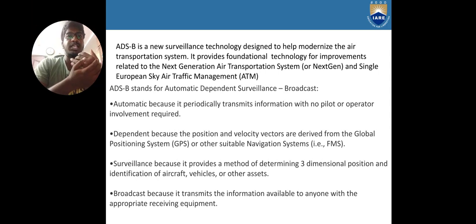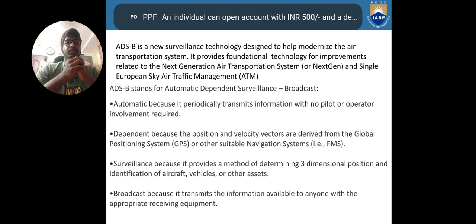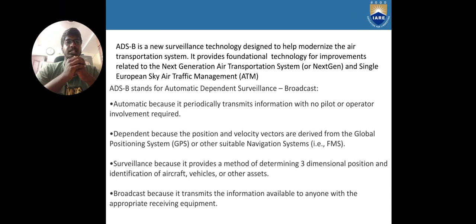The basic points of ADS-B are: Automatic, because it periodically transmits information with no pilot or operator involvement required. Dependent, because the position and velocity vectors are derived from local positioning systems, GPS, or other suitable navigational systems. Surveillance, because it provides a method of determining three-dimensional position and identification of aircraft, vehicles and other assets. Broadcast, because it transmits the information available to anyone with the appropriate receiving equipment.